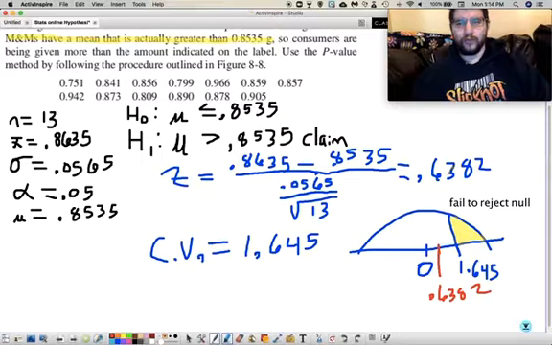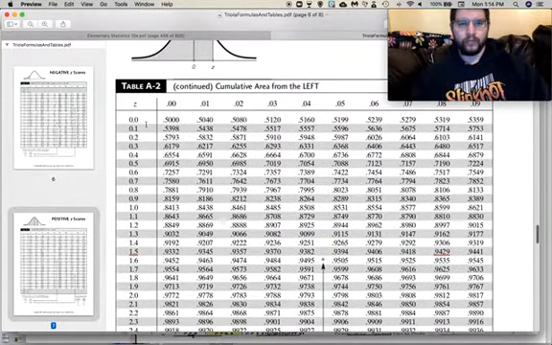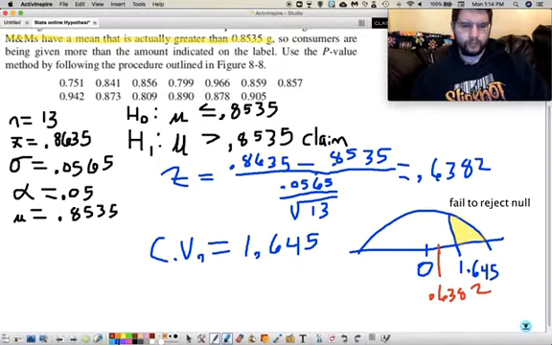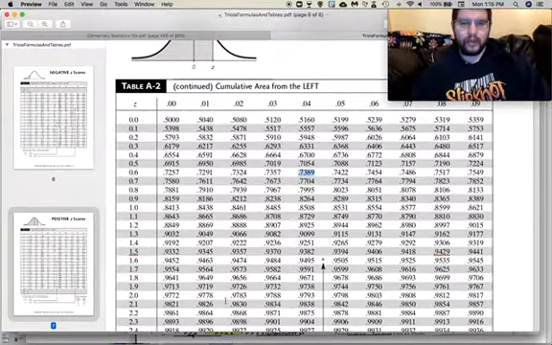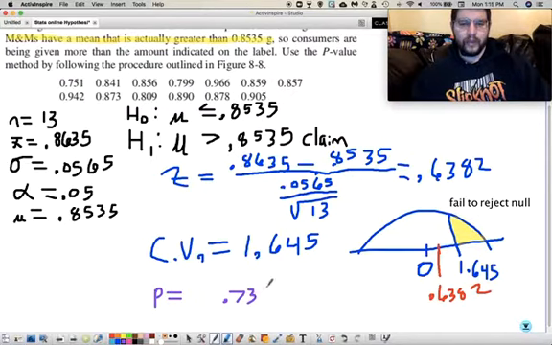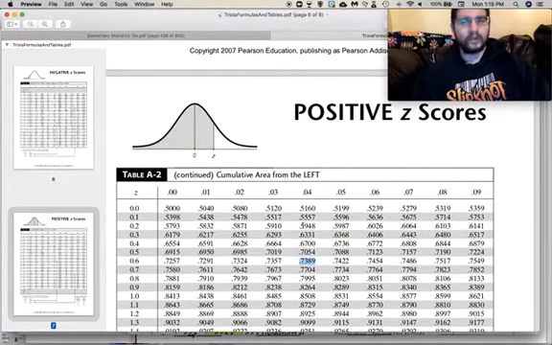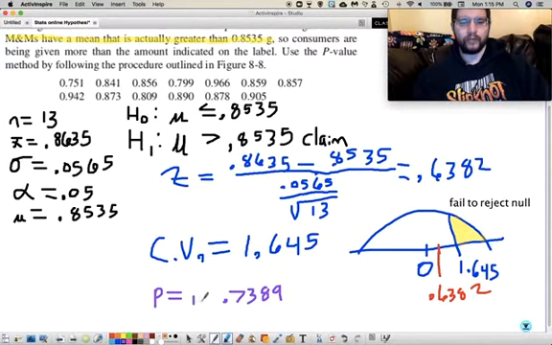Anyway, I'm going to look at 0.64 on the chart. 0.64 right here. So 0.7389. So let me just do this p-value in purple. P equals, and I'm going to write down that 0.7389. But remember, you have a right tail. Our flowchart just told us we got to get the area to the right of that. The table always gives us the area to the left. So we're going to have to do 1 minus that number. That's going to be 0.2611 for our p-value.